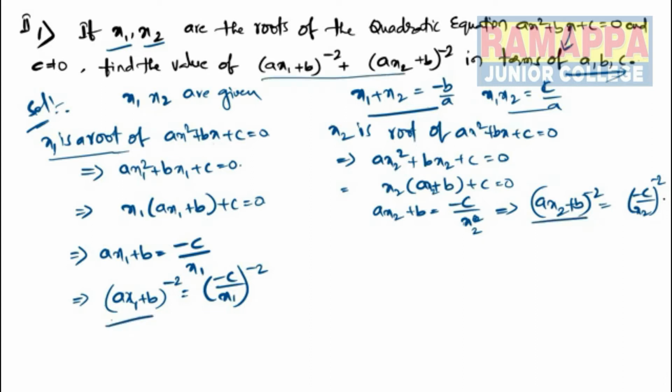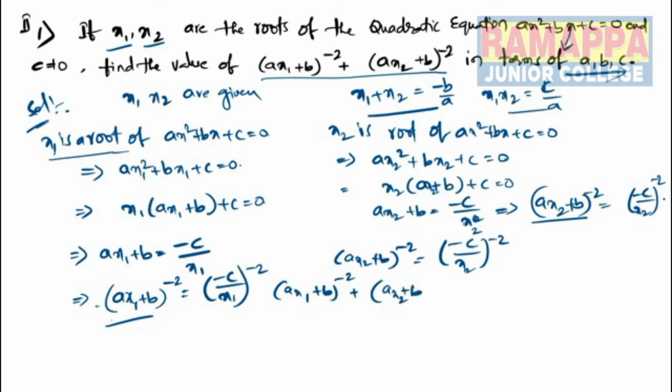He is asking us to find the value of this one in terms of a, b, c, so the x1, x2 values we have to eliminate. From these two things, the addition of (ax1 plus b) whole power of minus 2 plus (ax2 plus b) whole power of minus 2 is equal to this. I can write it as 1 by, it will reverse, x1 square by c square.